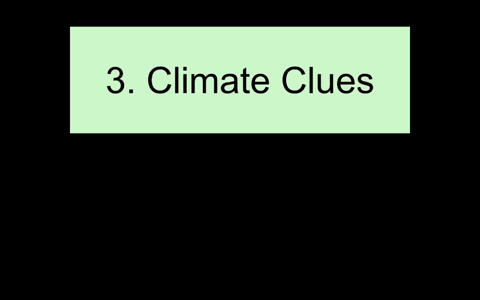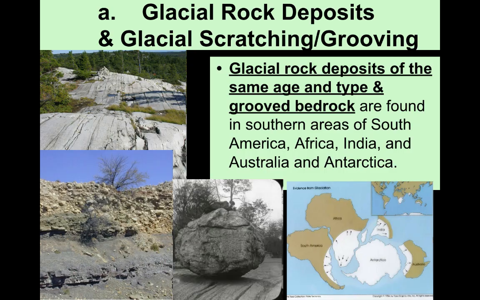A third piece of evidence that Wegener used were climate clues. And climate clues came in a couple of varieties, but I'm going to just highlight the one big climate clue, and that came from glacial evidence. So there are glacial rock deposits and glacial scratching or grooving that Wegener used to support his idea that continents were together. Let me just tell you what a glacial rock deposit is, because this has not been highlighted. If we take a look at the pictures I put on the screen, take a look at the 2 pictures in the lower left-hand corner of the screen, in the middle of the screen.